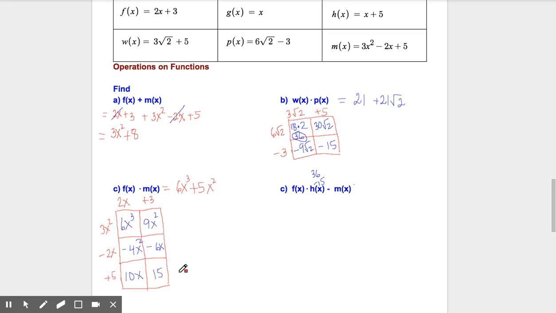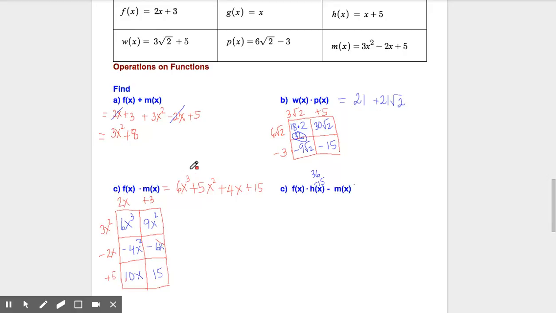And then x squared will be followed by the x's. And here are the x's, 10x and negative 6x. 10x minus 6x gives us positive 4x. So put here plus 4x. And lastly, we'll have the constant term, which is 15. So here is the product f of x times m of x.